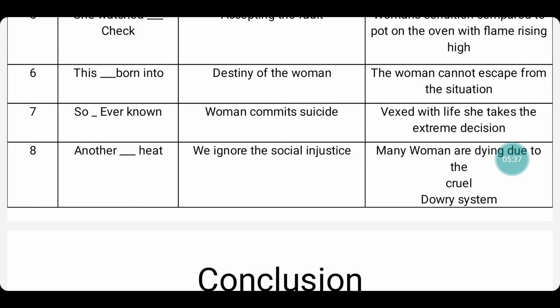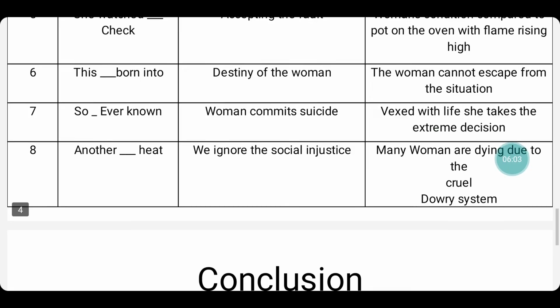Then sixth stanza, "This to born into". This is the destiny of the woman. Destiny means the fate, the thing that cannot be changed, the one and only destiny she is bound to. That is, she has to live her life in that house only. And the meaning of that stanza is, the woman cannot escape from the situation. She has no other go.